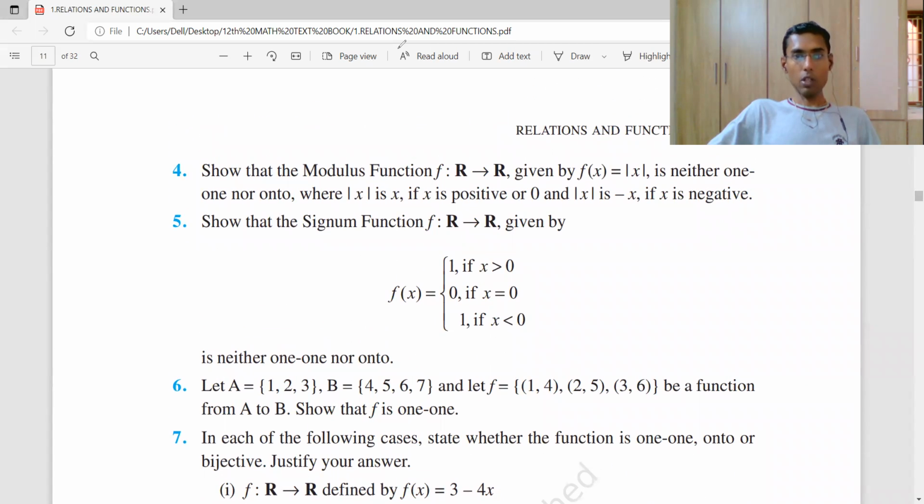Again, show that the modulus function f of x equals mod x is neither one-one nor onto. This also we discussed. Mod x is x if x is positive or 0, and if x is negative, mod x is minus x. That's the definition. Yes, tell me.